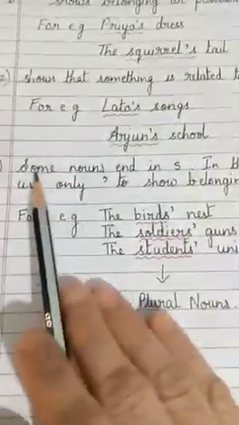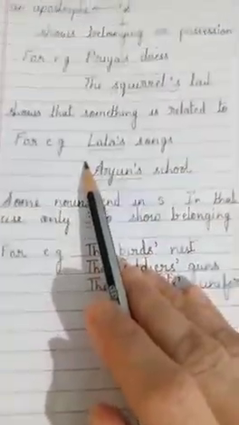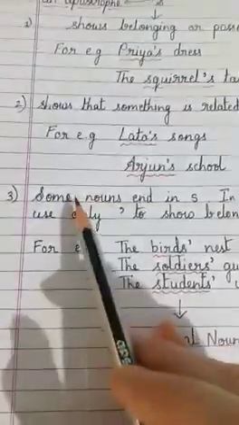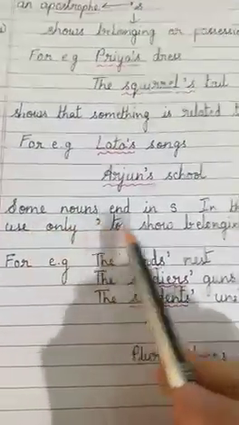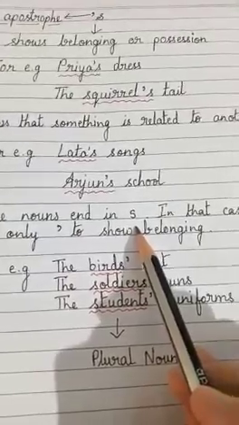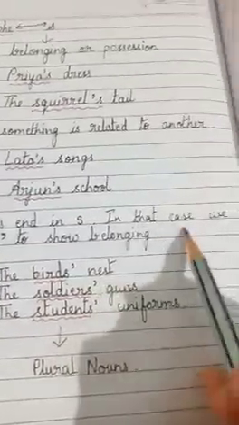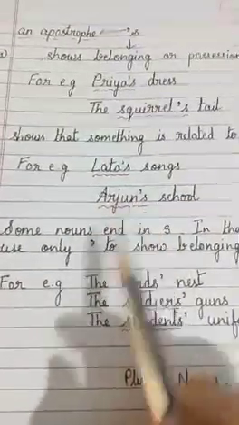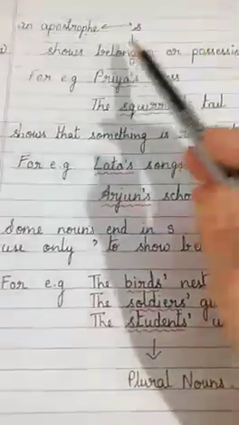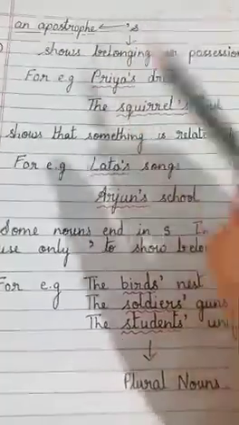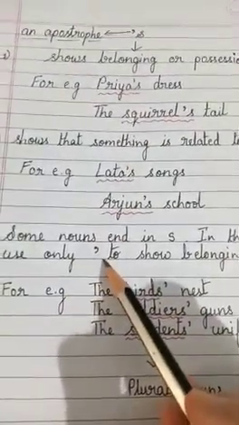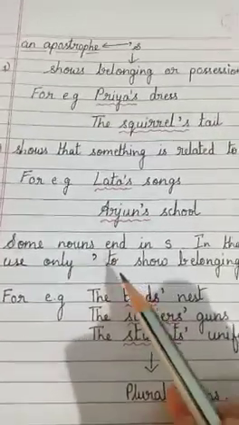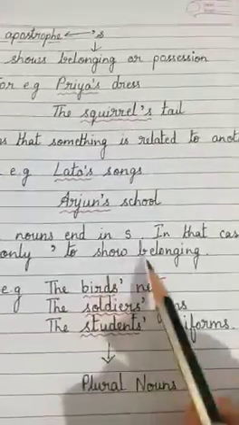Now, third rule is what, children? In most nouns, when they show belonging, you have to put apostrophe S. But in plural nouns, that means the nouns which end in S, in that case, we use only apostrophe, no S. For most nouns, you use apostrophe S. But the nouns which end with S, you have to put only apostrophe. Keep in mind, those will be the plural nouns. This also shows belonging.